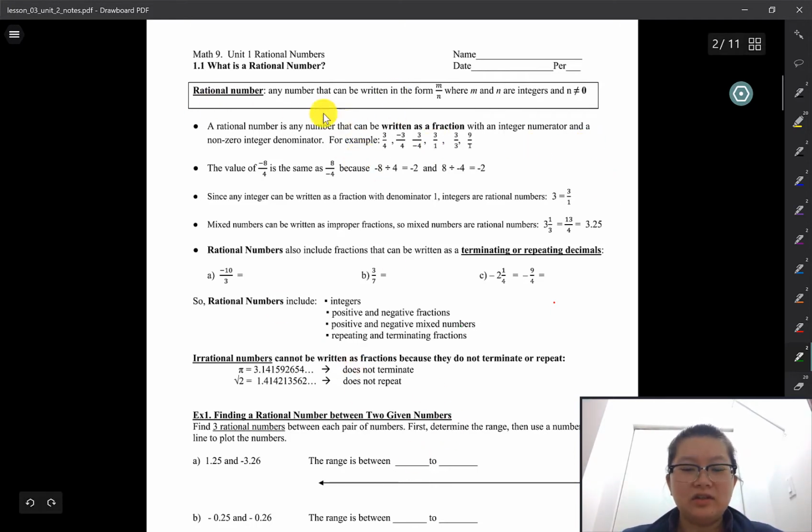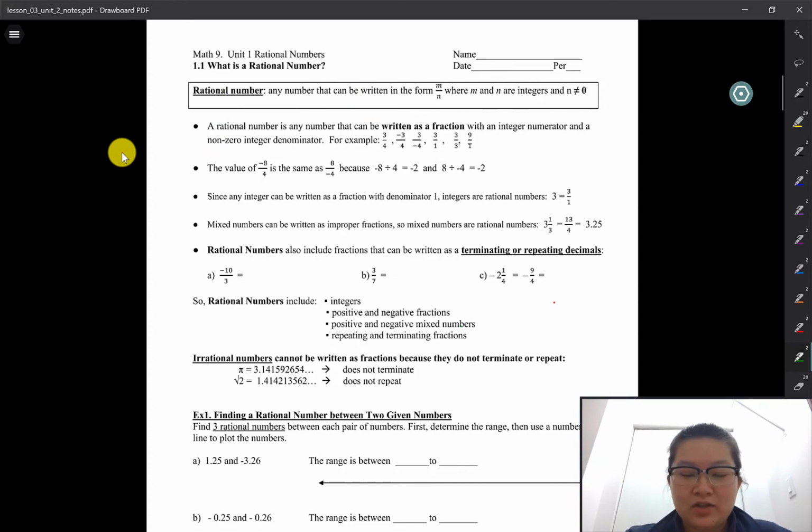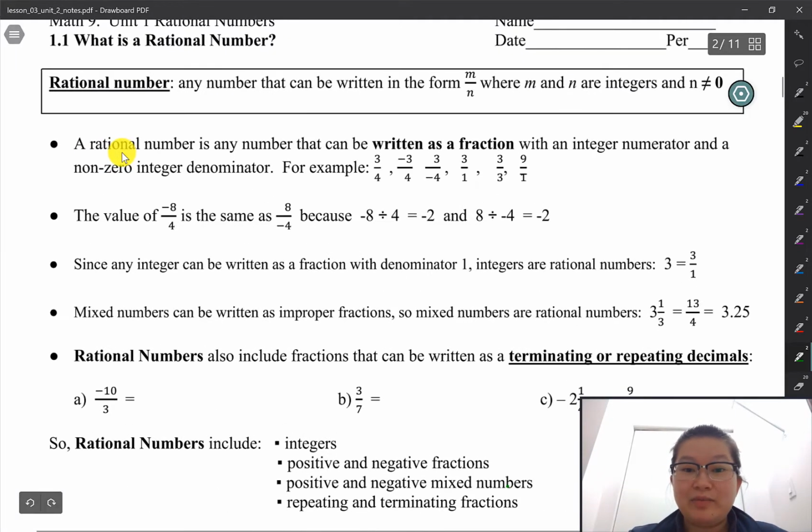I think it's easier just to look at examples. So let's talk about what are rational numbers, what aren't rational numbers. A rational number can be written as a fraction. So all of these numbers that you have seen before, these guys over here, these are all rational numbers. And it doesn't matter if they're negatives or positives, they are all rational numbers.